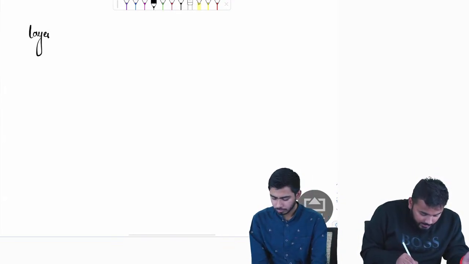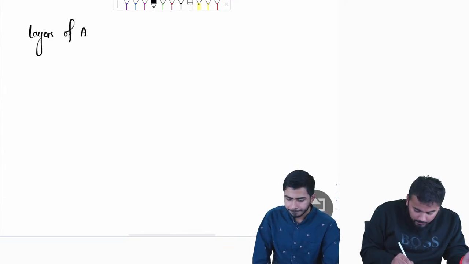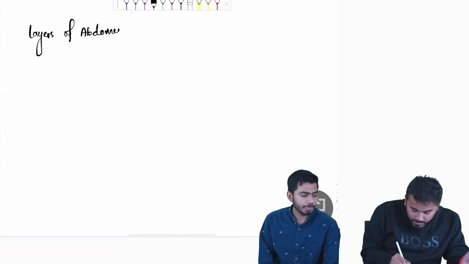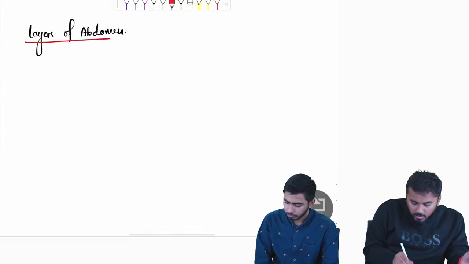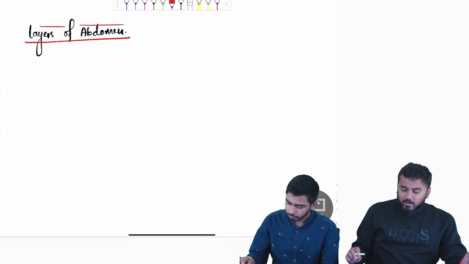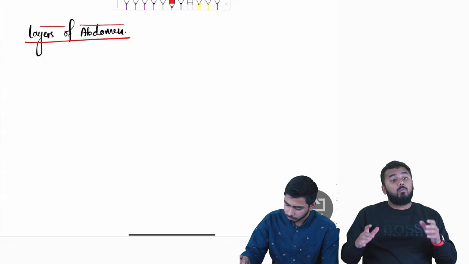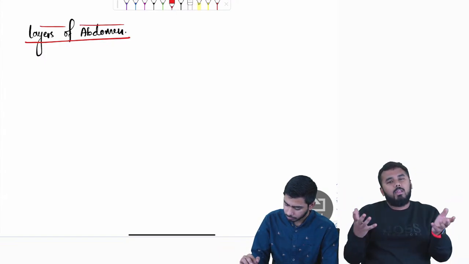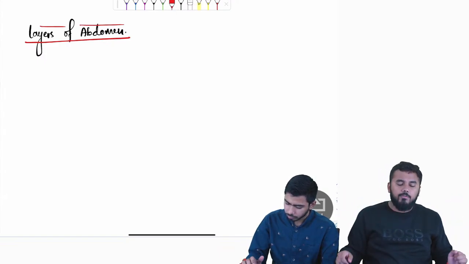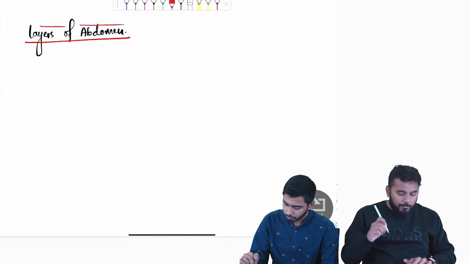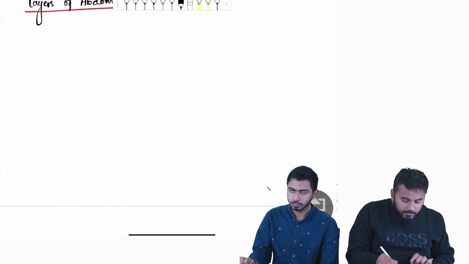Right. So now we are discussing layers of the abdomen. Why are we discussing layers of the abdomen, and why don't we discuss the inguinal region? The inguinal region itself is formed by a few layers of the abdomen. So, first of all, you have to know that. All of you now pay utmost attention to whatever I'm teaching you.